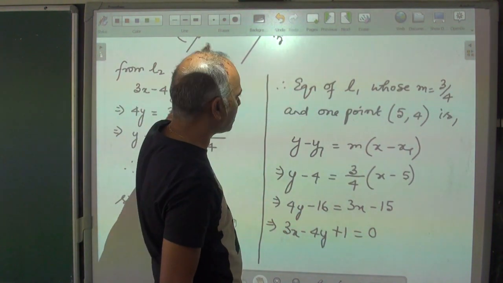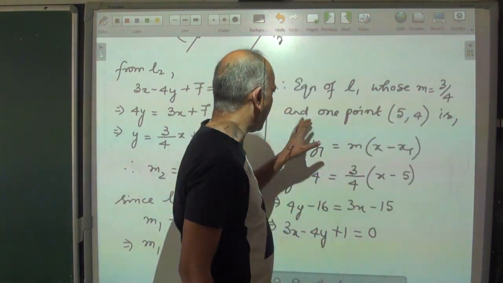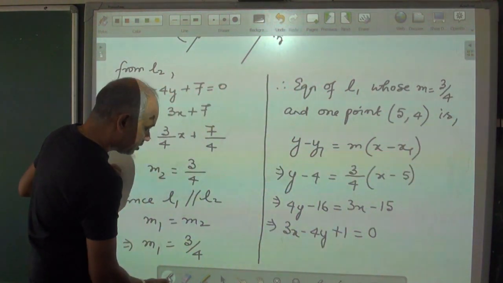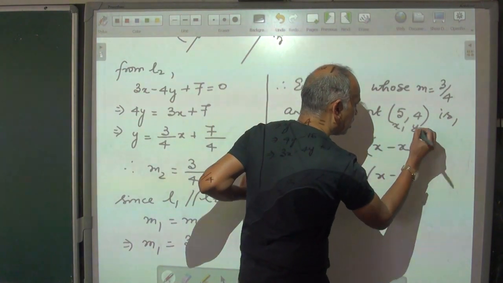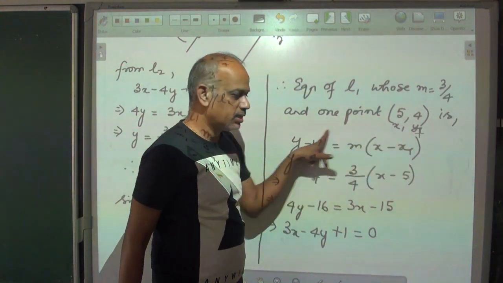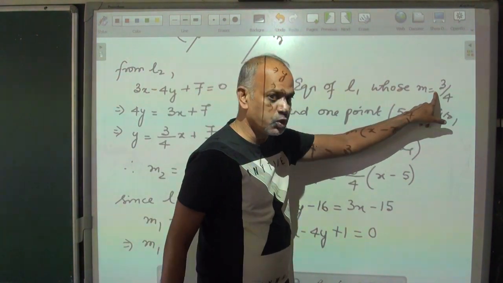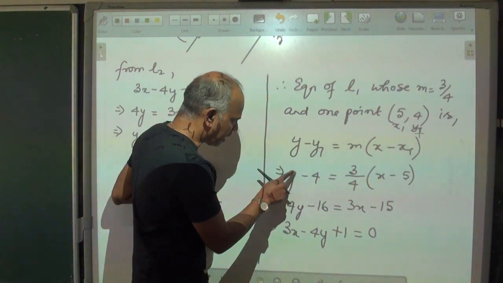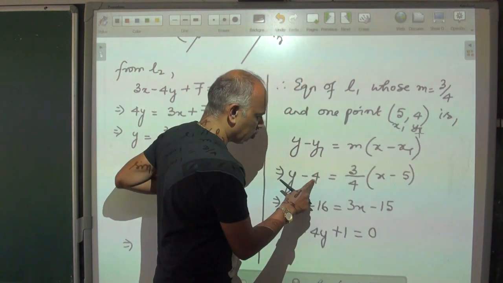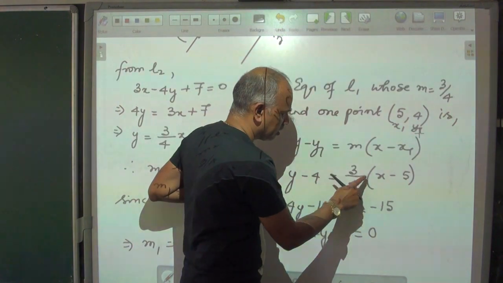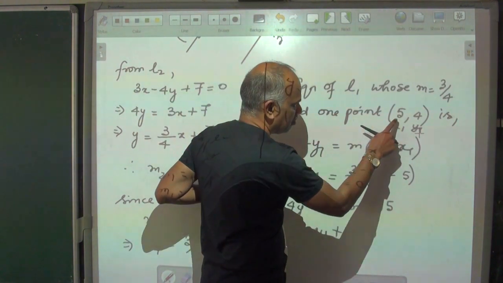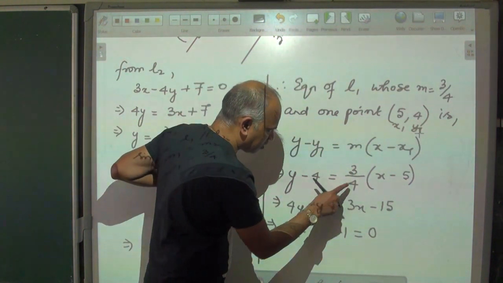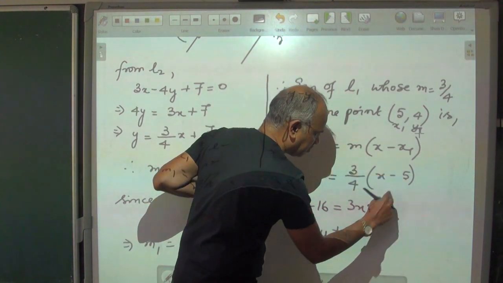Therefore, the equation of this first line, whose slope is 3 by 4 and one point which you know on that line is 5, 4. I'm assuming this is x1, y1 and that's the slope. This is the formula for the equation of a straight line if you know one point and slope: y minus y1 is equal to m times x minus x1. Y remains the same, minus y1 is 4, is equal to m value 3 by 4 times x remains the same, minus x1, minus 5. Multiply this 4 here, 4y minus 16 is equal to, multiply the 3 inside, 3x minus 15.